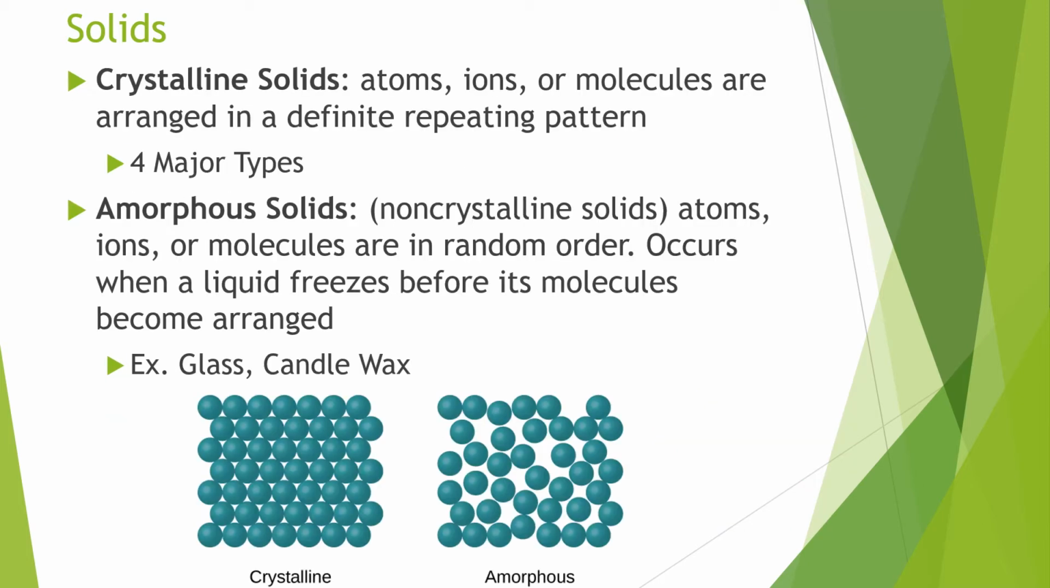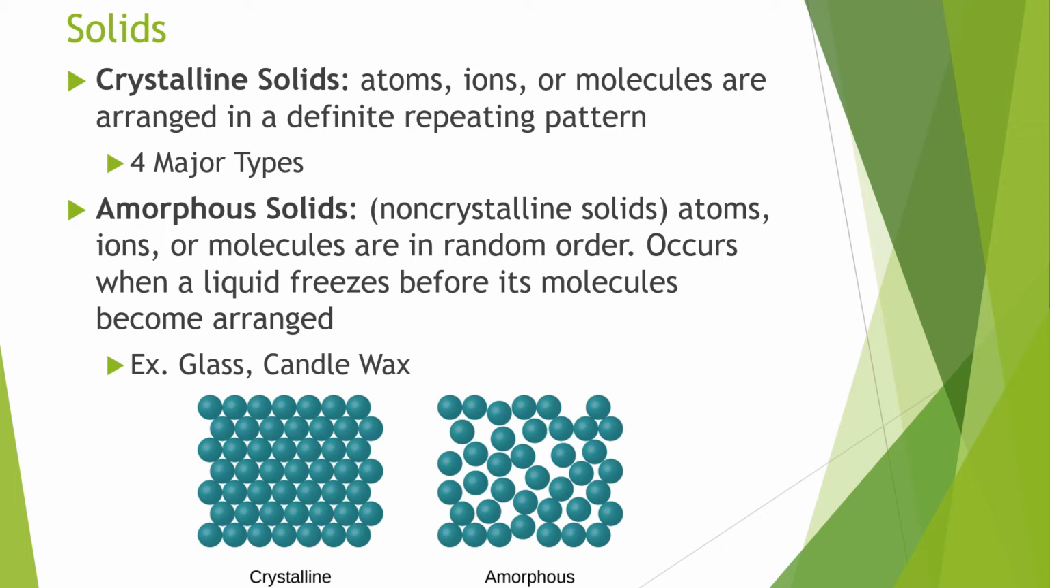So solids can be either crystalline or amorphous. So crystalline solids are when atoms or ions or molecules, whatever's making up the solid, is in a definite repeating pattern. So very ordered. We have four major types of crystalline solids that we're going to go through in just a second. Amorphous solids, so just as the word indicates, are without shape. So that's when the atoms, ions, or molecules are totally random.